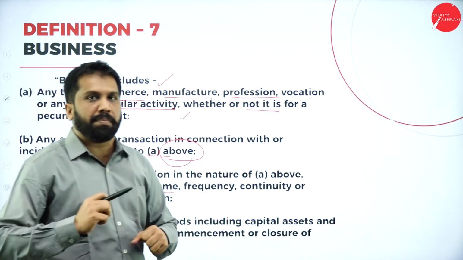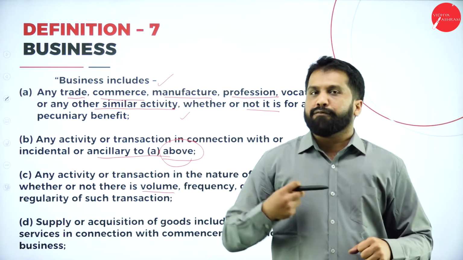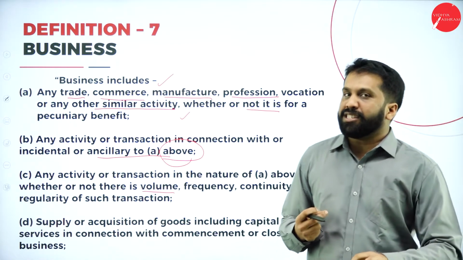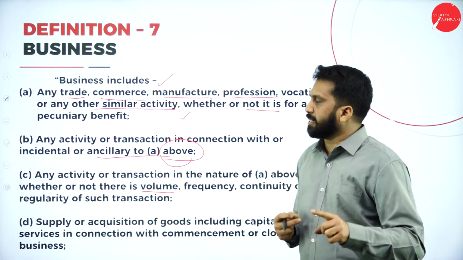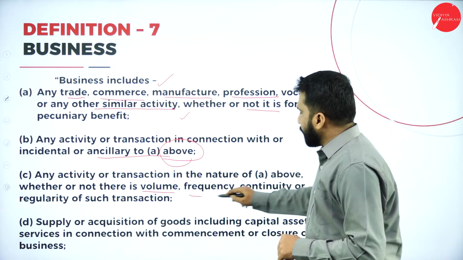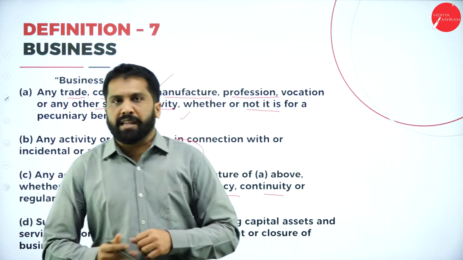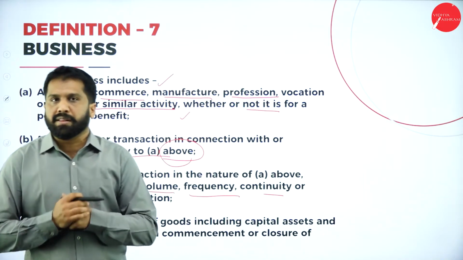He is also a GST payer, I am also a GST payer. For him also it is business, for me also it is business. Irrespective of volume, we consider this as business. Along with that, frequency and continuity: say I am the manufacturer of umbrellas.